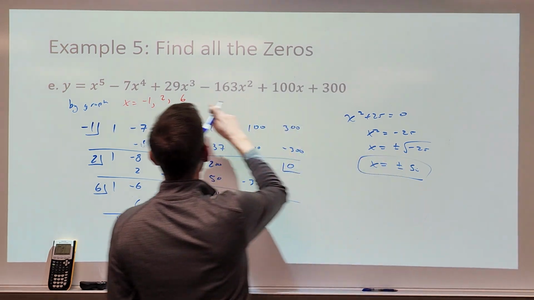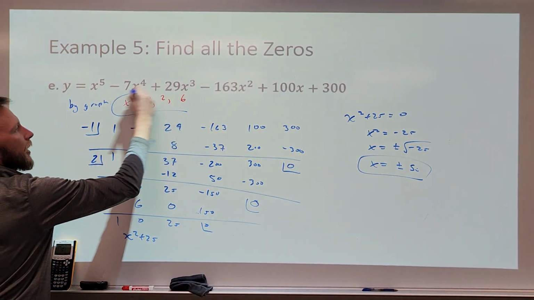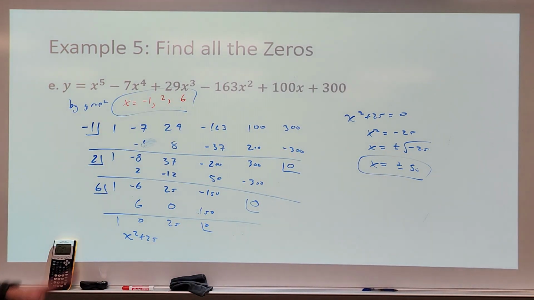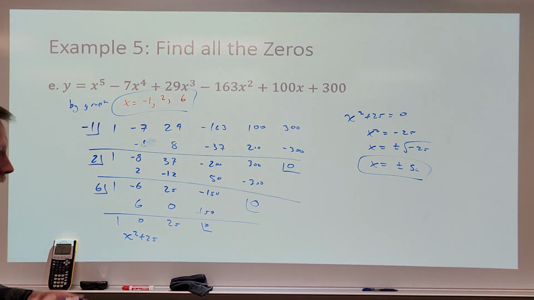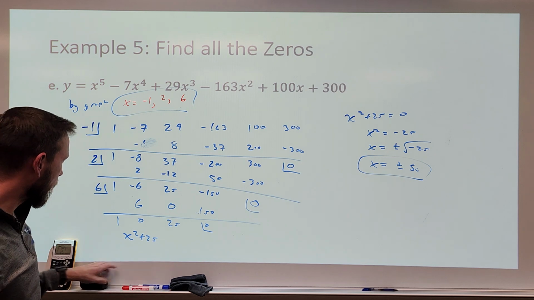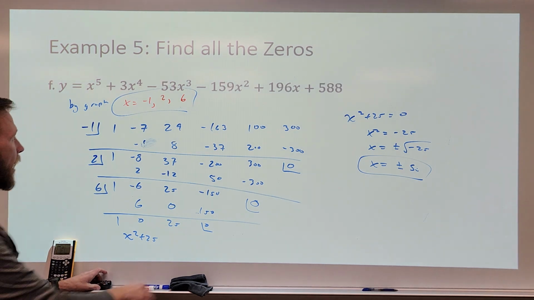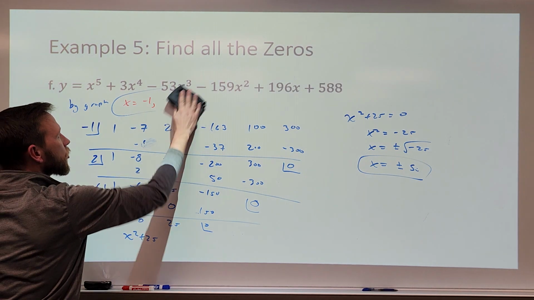So I've got 1, 2, 3, 4, 5 zeros. I've got all of my answers, and that should work here. I could do the quadratic formula here. It would just end up being a lot of work, and I don't like to do a lot of work, just like you. And so what I want for you to do for letter F here is I want for you to use your grapher.